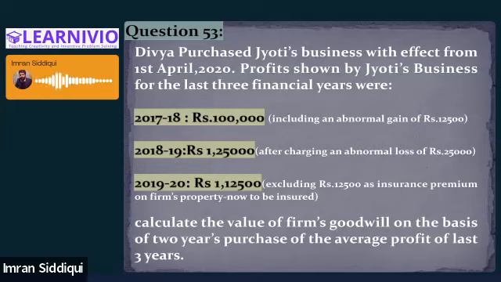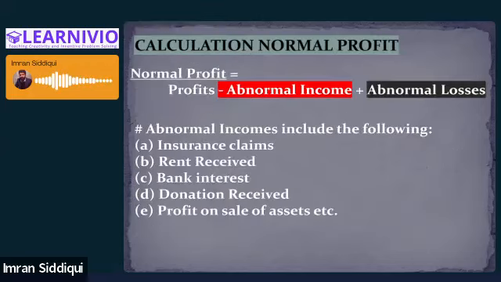The information given in the brackets is given for the purpose of finding out the normal value of the profit. In all the upcoming questions, we will be calculating the normal profit, because average profit is always calculated on the basis of the normal profit. Unless you have the normal profit, you won't be able to find out the average profit. Now, what do we mean by normal profit? The normal profit for a firm for a particular year is calculated by applying this simple formula. Let me show you.